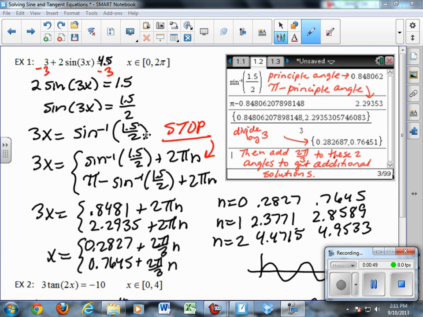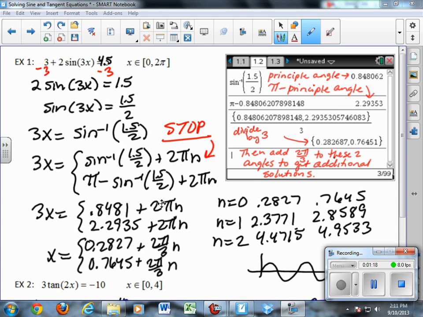Remember, we take the inverse sine of 1.5 over 2, which gives me 0.8481. But to find the second angle, it's not the opposite of that. It is the supplement of that. In other words, I take pi minus the first angle to get the second angle. So pi minus the inverse sine of 1.5 over 2 to get the second angle. On the calculator, you can see here I did inverse sine of 1.5 over 2. There's the angle I got. Then I did pi minus the first angle to get the second angle.